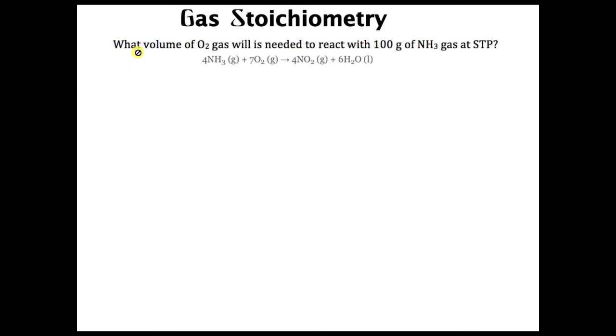So what we have here is, what volume of oxygen is needed to react with 100 grams of ammonia? So I have 100 grams of ammonia, and what I'm looking for is the volume of oxygen. Now remember, if I'm looking for the volume of oxygen, then if I'm using PV equals nRT, I'm going to solve for volume. So that means I have the moles of oxygen, RT, over the pressure.